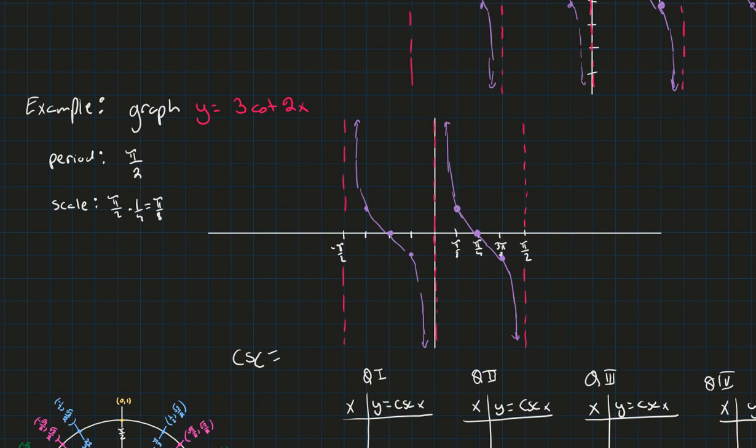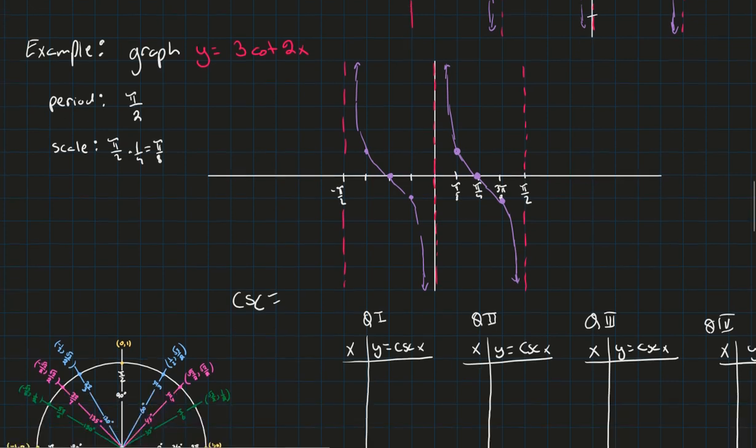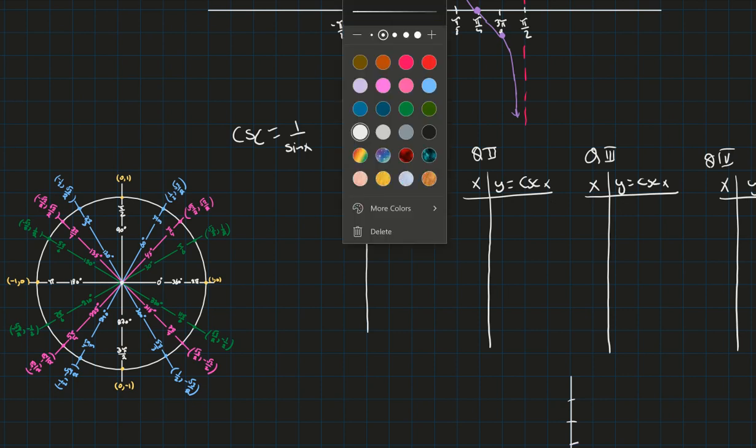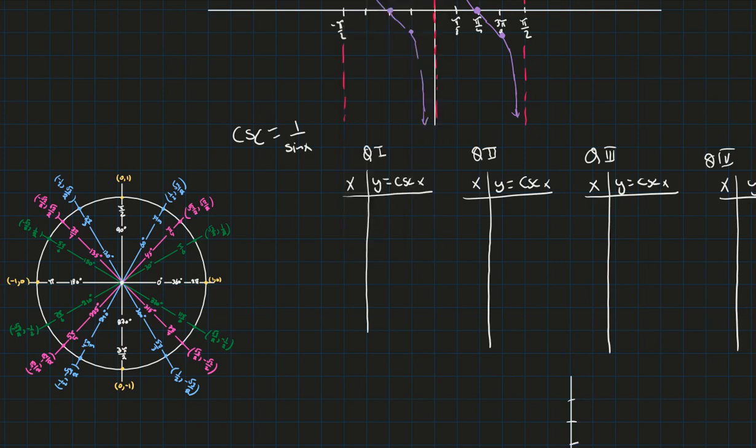All right, so the next in line are cosecant and secant. So let's see what we got for that. So cosecant, if you remember, is just 1 over sine of x. Let's see what we come up with, filling in our table just to visualize what we need. So cosecant is 1 over sine.